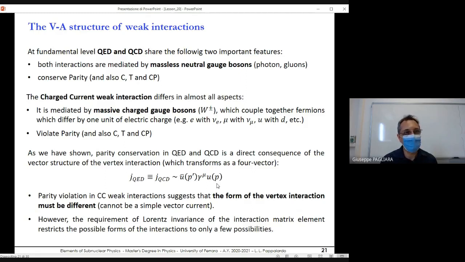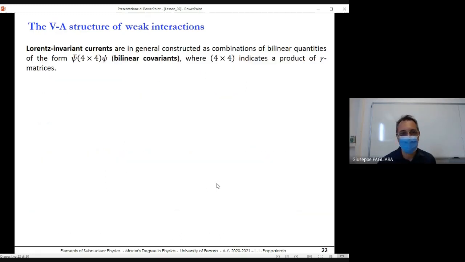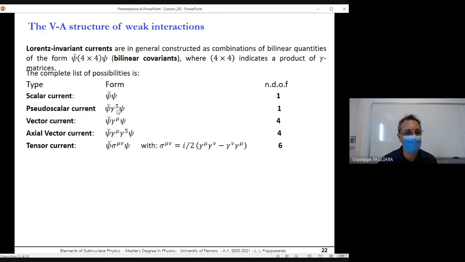However, we do not have infinite possibilities because we are constrained by Lorentz invariance. Okay, so requiring Lorentz invariance, the only types of current that are possible are those shown here. These are given in the form of bilinears, psi bar, Γ, psi, where Γ is a combination of the gamma matrices. So the complete list of possible currents that fulfill Lorentz invariance is the following: scalar current, pseudo-scalar current with gamma 5, vector current, which are the ones that we know from QED and QCD, axial vector current, gamma mu gamma 5, and then tensor current.